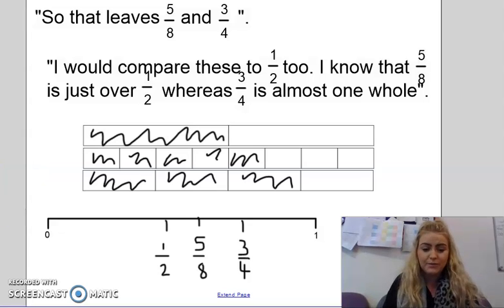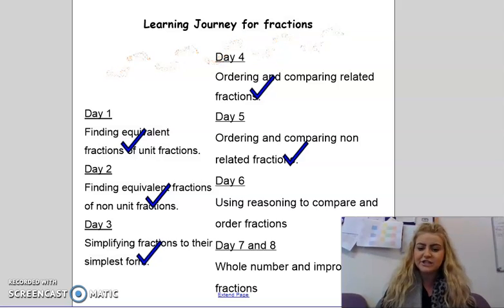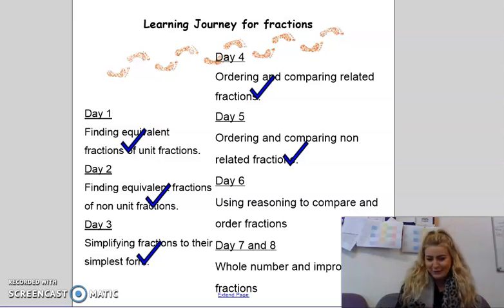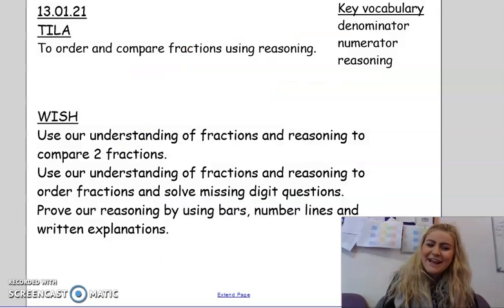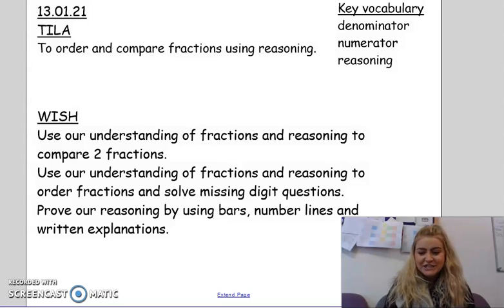So now we've compared and ordered all of the fractions and we've not had to do any real working out. So our learning journey for fractions, we're now on day 6 and we're going to use reasoning to compare and order our fractions because I know how much you all love reasoning. Okay, so today we are learning to compare and order fractions, but we're going to be doing it using reasoning. We're going to use our understanding of fractions and reasoning to compare 2 fractions, to order fractions, and then to solve some missing digit questions and prove our reasoning by using bars, number lines and written explanations.